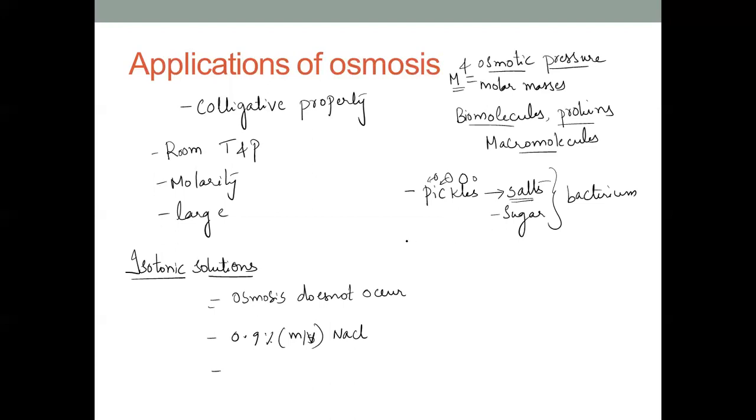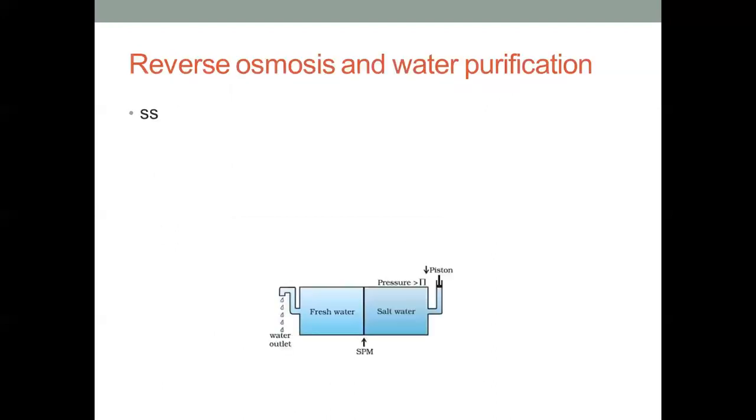Okay, and if we put wilted flowers into fresh water, they will again regain, they will become healthy again. How is this happening? This is based on osmosis only, right? These are the applications of osmosis and osmotic pressure.